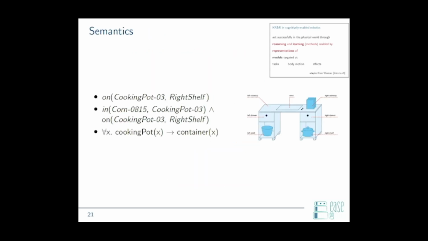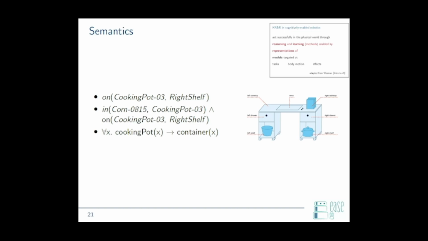It's basically that the names in the symbolic expressions refer to entities in the world. The predicates denote relations in the real world, like being on top of something. And an expression has the value true if the object denoted by cooking pot 3 is on top of the entity denoted by right shelf here.